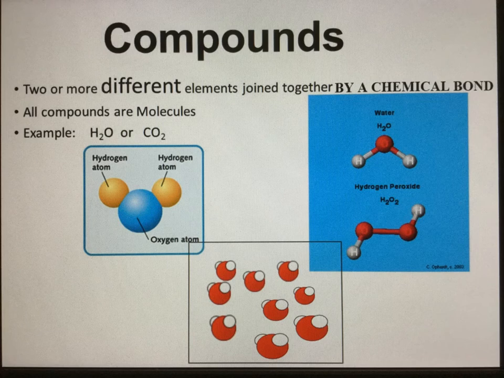Now, compounds can be separated. So if you take oxygen and hydrogen and put them together, that gives you that water molecule that's on the left-hand side. However, if you go through a process of electrolysis, you can literally separate the hydrogen gas and oxygen gas. You basically break down the compound into two separate elements. A compound can be broken down. An element cannot.